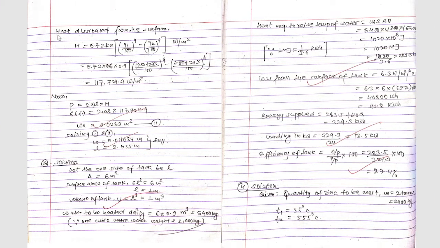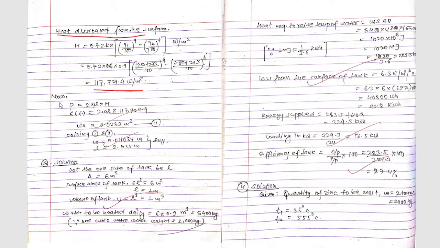Here the heat dissipated from the surface, and the heat dissipated formula is H equals 5.72 K e (T1 upon 100 to the power 4 minus T2 upon 100 to the power 4) watt per meter square. We know the value of K and e. Similarly, T1 and T2 are also given in the question. We just need to substitute the values. On substituting, we get 117,724.4 watt per meter square.